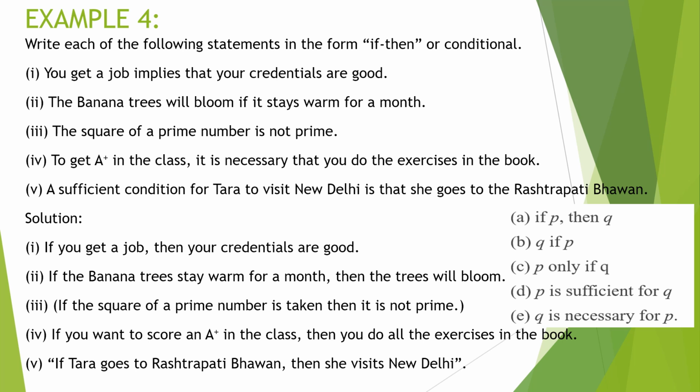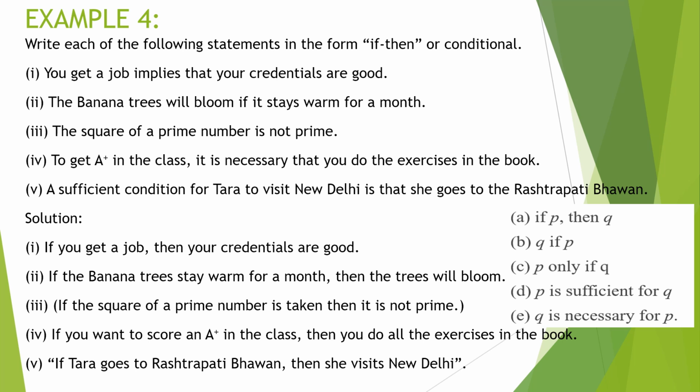To get A plus in the class it is necessary that you do the exercises in the book. Remember this is given in the form of a necessary condition. So if you want to score A plus in the class then you do all the exercises in the book. Once again refer to the if P then Q definition which we had seen, in which 5 ways it can be written. So it will be clear.